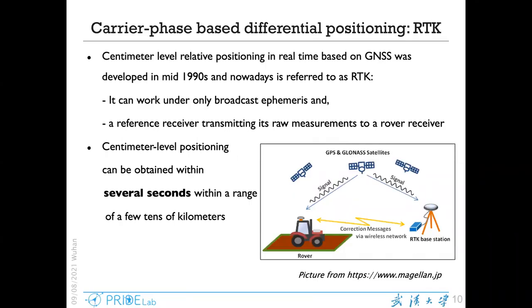Based on the carrier phase measurements, the traditional technique for positioning is RTK, which has been very common over the past decades, since the 1990s. RTK means that you need to have established a nearby station to provide the correction data for you. For example, you can see here a tractor receiving corrections from nearby base stations, including the troposphere corrections.